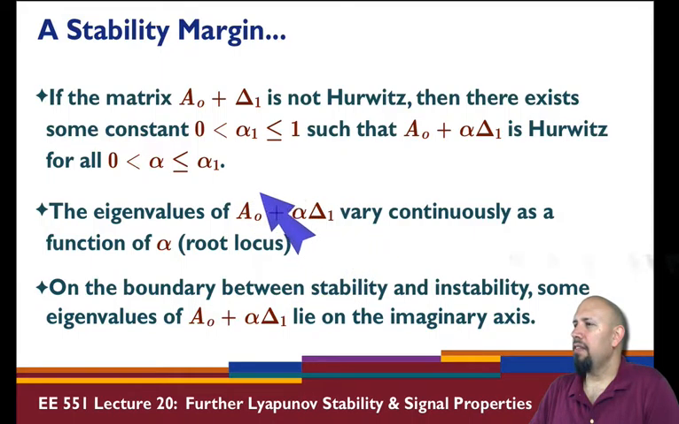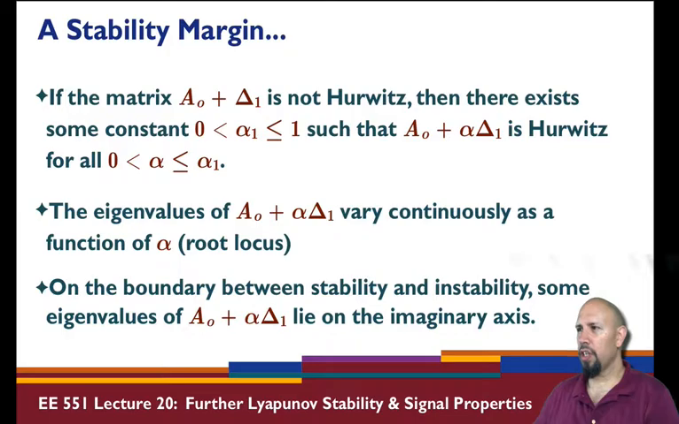Now, the eigenvalues of this matrix vary continuously as a function of alpha. So the process of evaluating that is called the root locus. The roots of the characteristic polynomial vary with respect to that gain. On the boundary between stability and instability, there must be eigenvalues that lie on the imaginary axis.